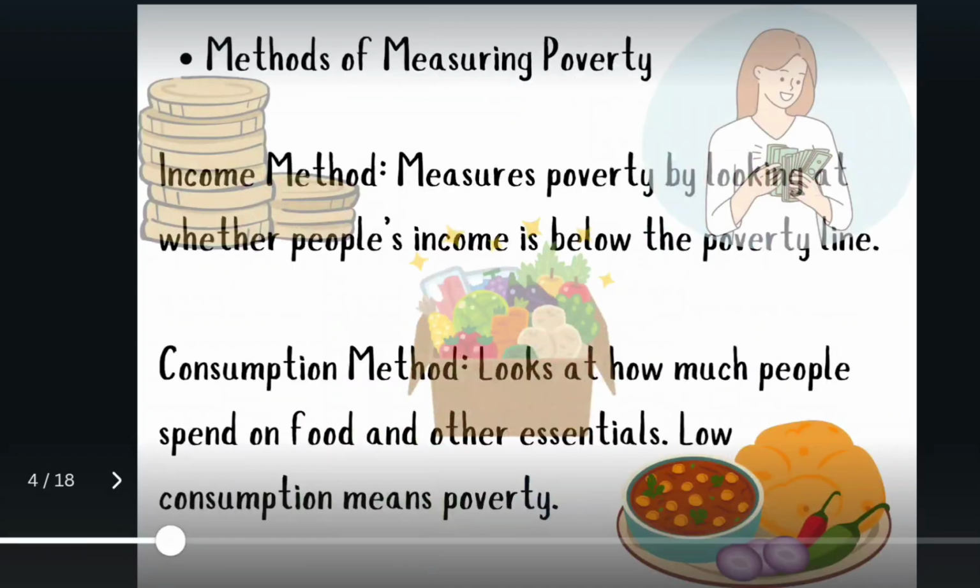So, what are the different methods of measuring poverty? Income method. It measures poverty by looking at whether people's income is below the poverty line. Consumption method looks at how much people spend on food and other essentials. So, when it is low consumption, that means it is considered as poverty.